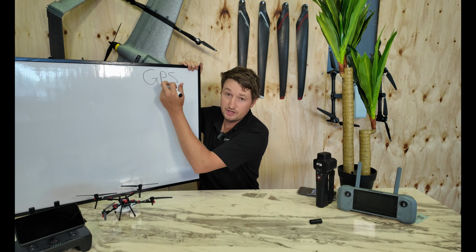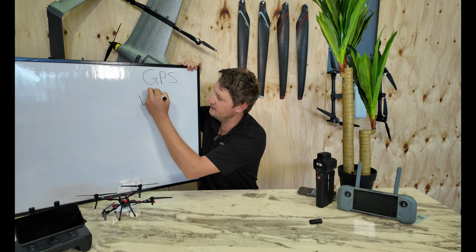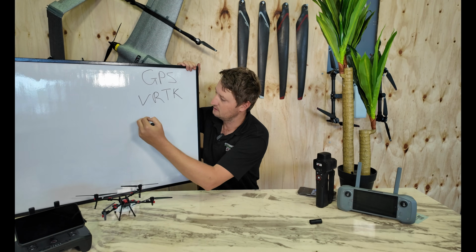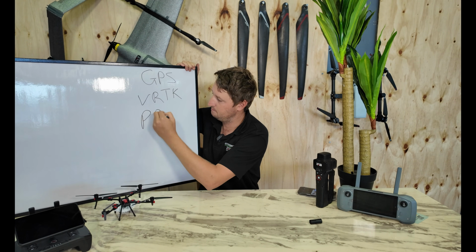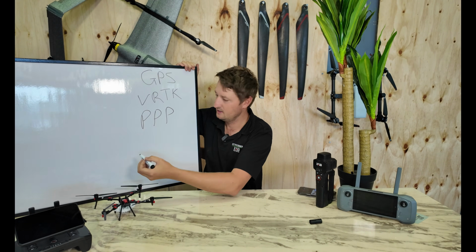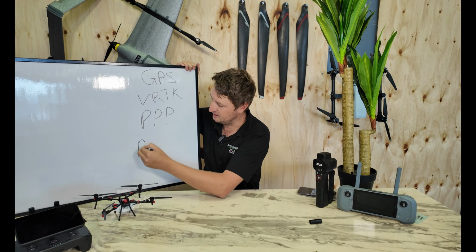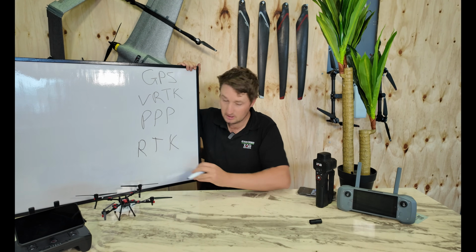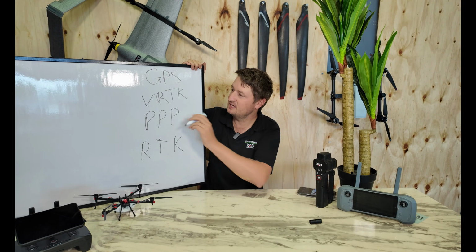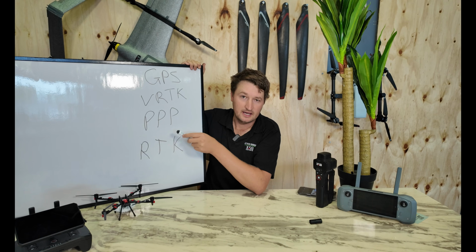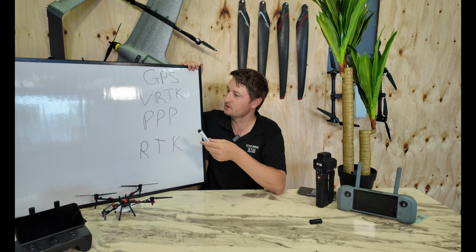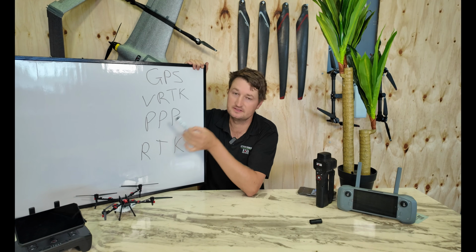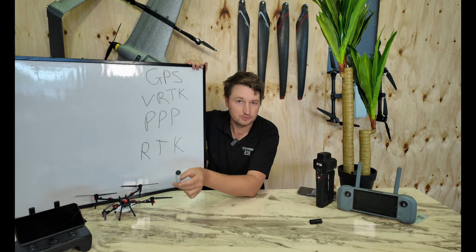They've got GPS, VRTK. They've also got now P, and RTK. So that is XAG's 4 main positioning services. So what we'll do, we'll start with the first one, GPS. It's the most basic, very simple service.